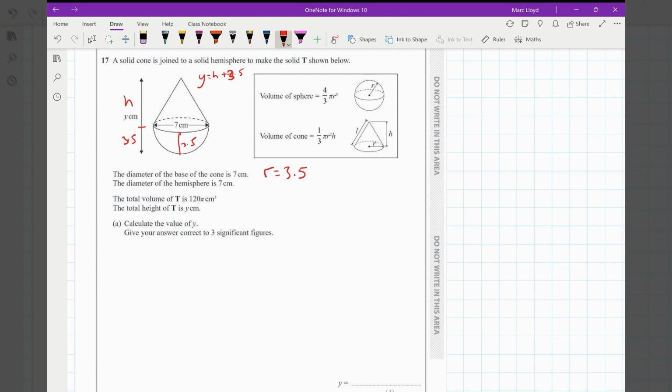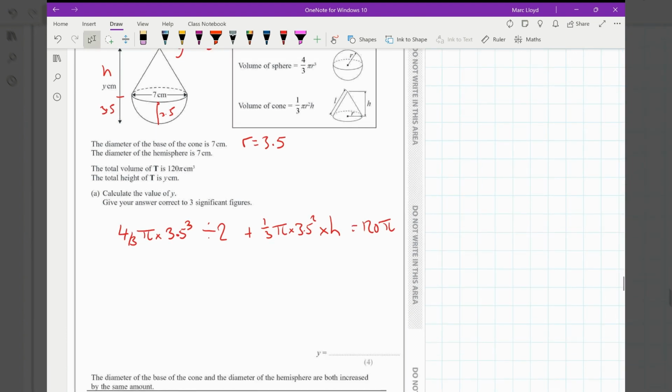Okay, so the volume of a sphere is 4/3 times pi times the radius cubed, which is 3.5 cubed, because that is a 3. And then we're going to halve it, so that's all going to be divided by 2. Then we need to add the volume of the cone. So that is 1/3 times pi times 3.5 squared times the height, which I'm going to call h. And all of that equals 120 pi.